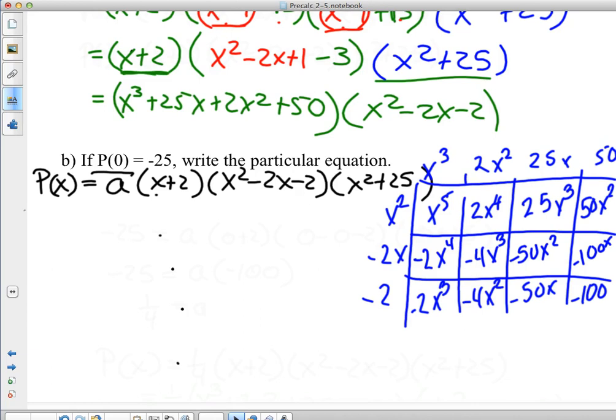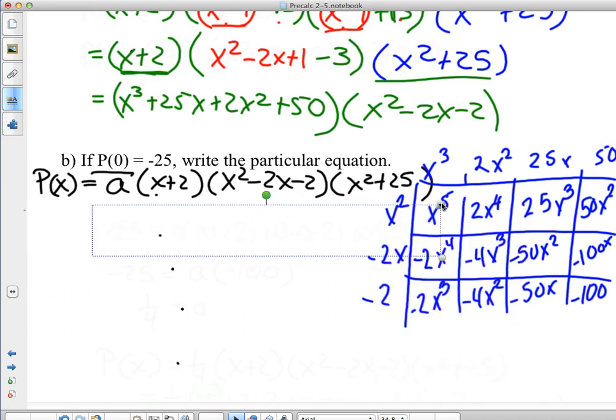Now keep in mind, a lot of little spots for mistakes. I want to know what happens here when I put in 0 for my negative 25, and I get negative 25 out. Okay, so if P naught is equal to negative 25, write the particular equation. I have everything going on, but for it to be this particular, I'm wondering if there's a leading coefficient that I've got to deal with.